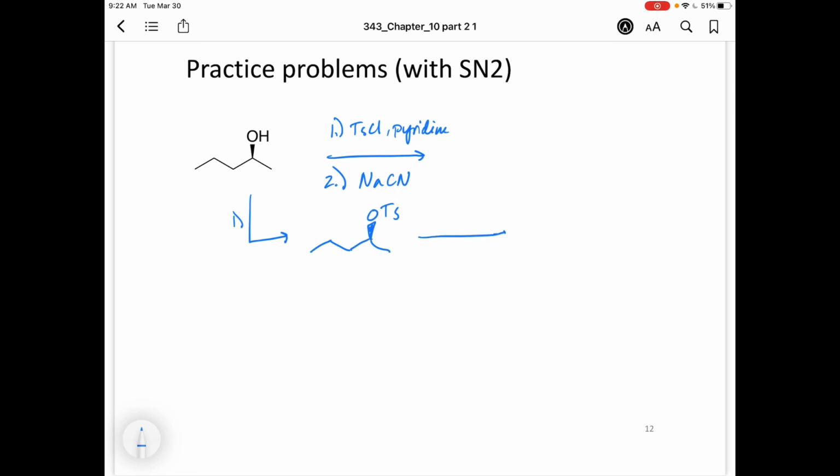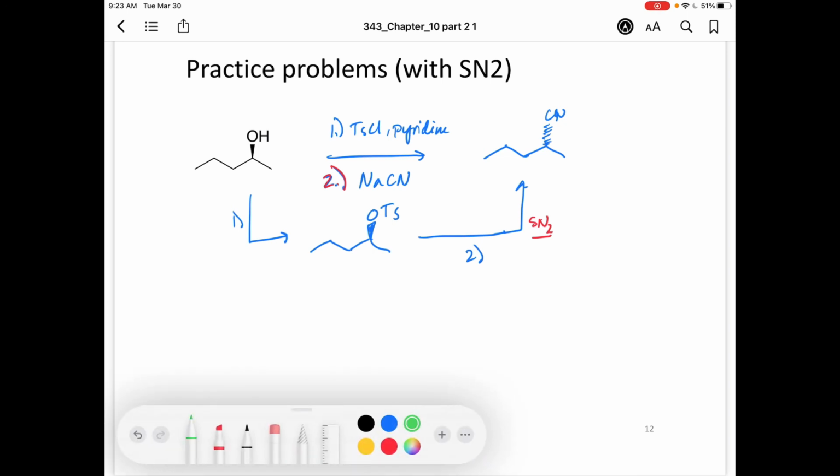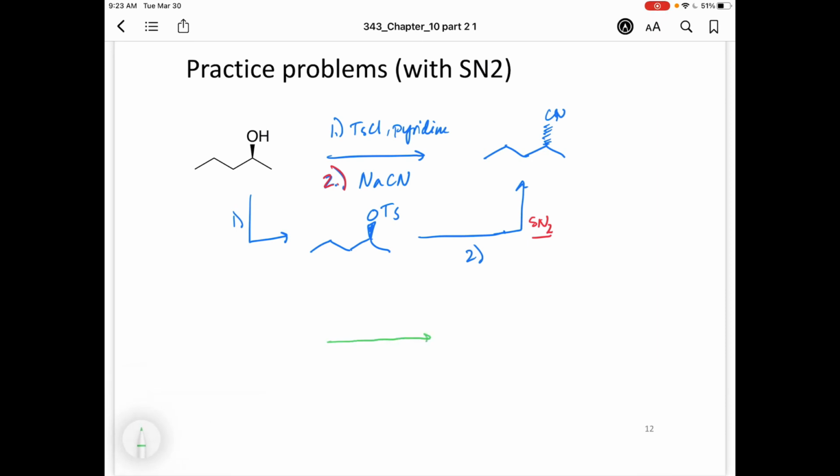And then on our second step, we're going to do an SN2 reaction. So this is step 2, and here we're doing SN2. We know that we're going to invert this. So our step 2 has sodium cyanide. And so our desired product here is going to be the CN group going back. Now, what if we wanted to form a substitution product using the same alcohol, but instead we wanted that group to be coming forward?